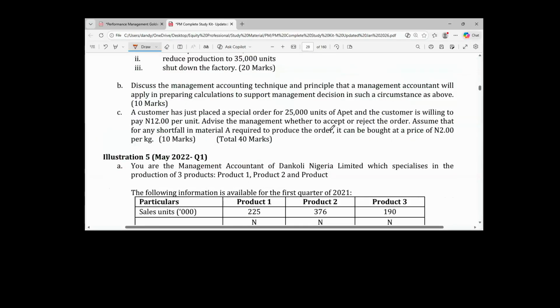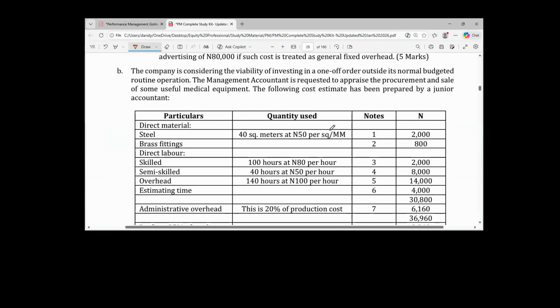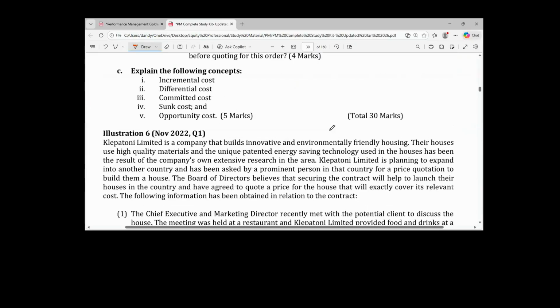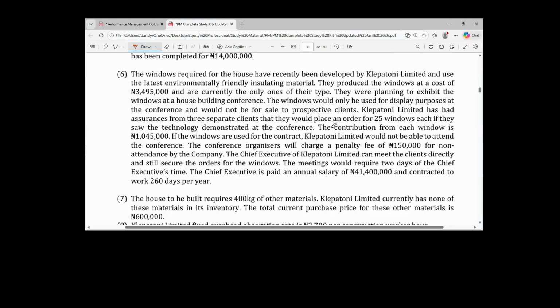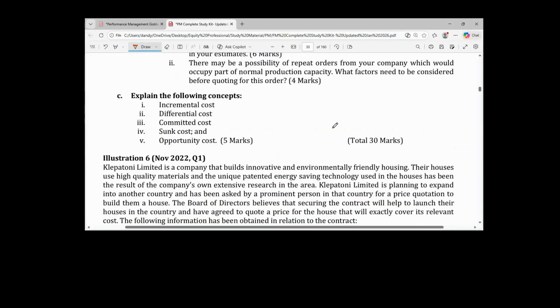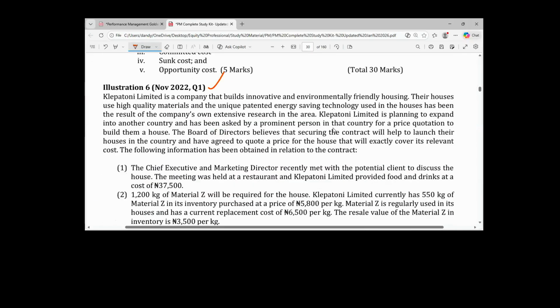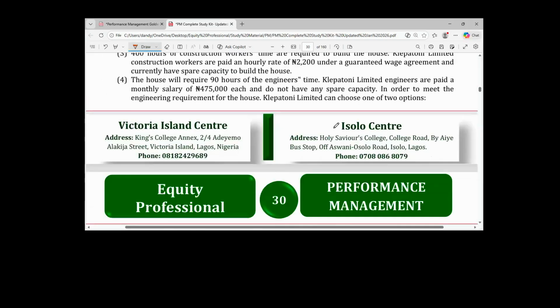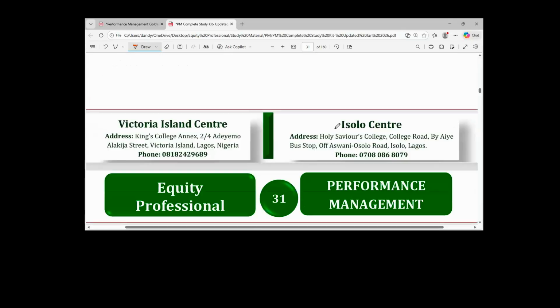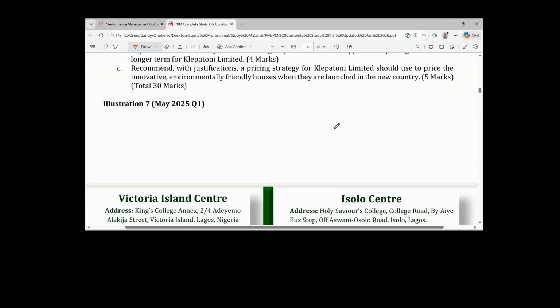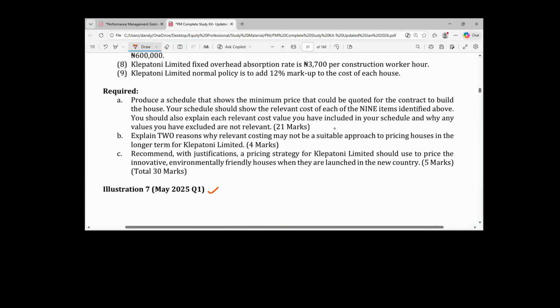We're also going to solve, let me see this one. What's the requirement? Yeah, we're also going to solve illustration number 6 by the grace of God. Then lastly, the one tested in May 2025. I will need to update this material to include that. I forgot it. I wanted to include it before, but I forgot. So we're also going to solve this one. So those are the 4 illustrations that we are going to solve.